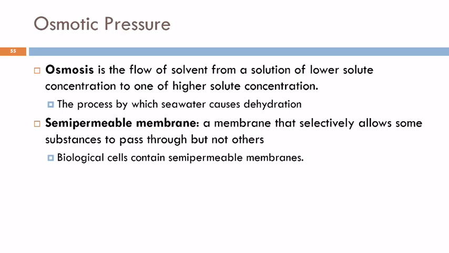Osmotic pressure. Okay, so we've talked about osmosis. Osmosis is the flow of solvent from a lower concentration to a higher concentration. I think of it as nature trying to even things out. It's like here I've got pure water and there I've got salty water, and we want to make them the same. The salt can't move through that semi-permeable membrane, only the water can. So the water will move over. A semi-permeable membrane allows some substances to pass, but not others. And your body is full of them.